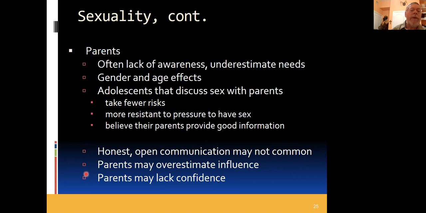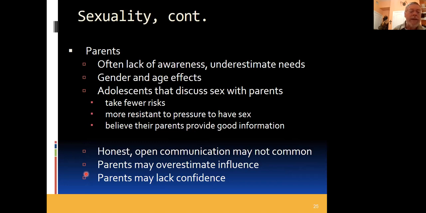So parents can be good sources of information for adolescents. They found that adolescents that discussed sex with their parents took fewer risks, engaged in less sexually risky behavior. They also were more resistant to pressure to have sex. They believed that their parents provided good information, so actually suggesting that they were listening as well. Now, that said, honest and open communication between adolescents and parents regarding sexuality maybe is not as common as it should be. And you think of, why is that?